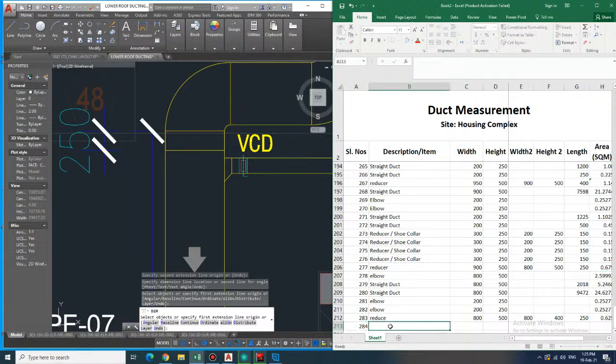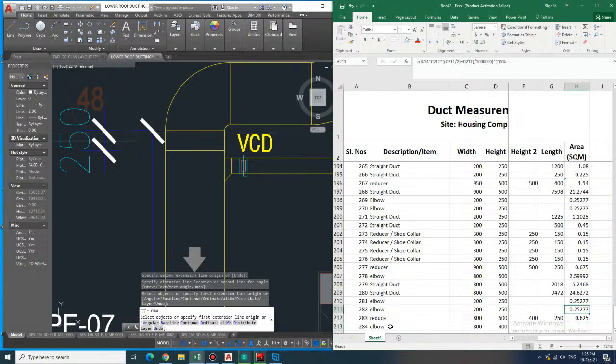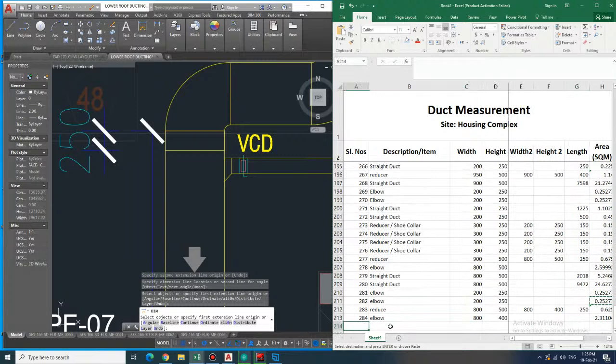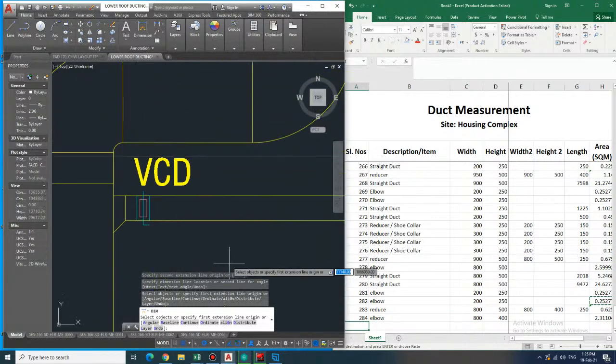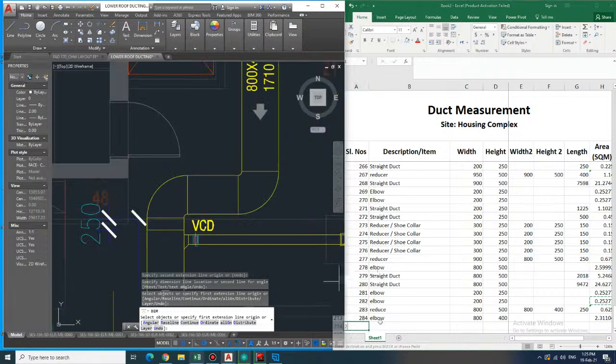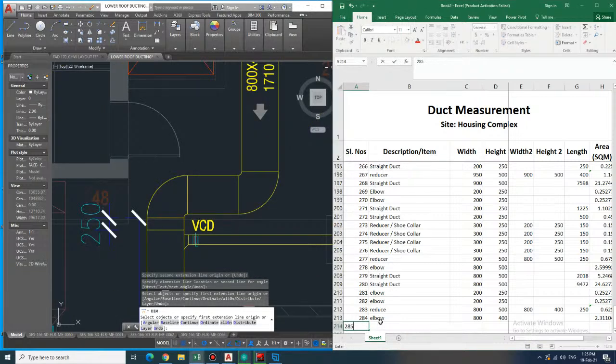284. That is elbow, 800, 400. We'll put the elbow equation. 2.3 square meter. Again one elbow. Two elbows here. 285. Elbow 800 by 400.